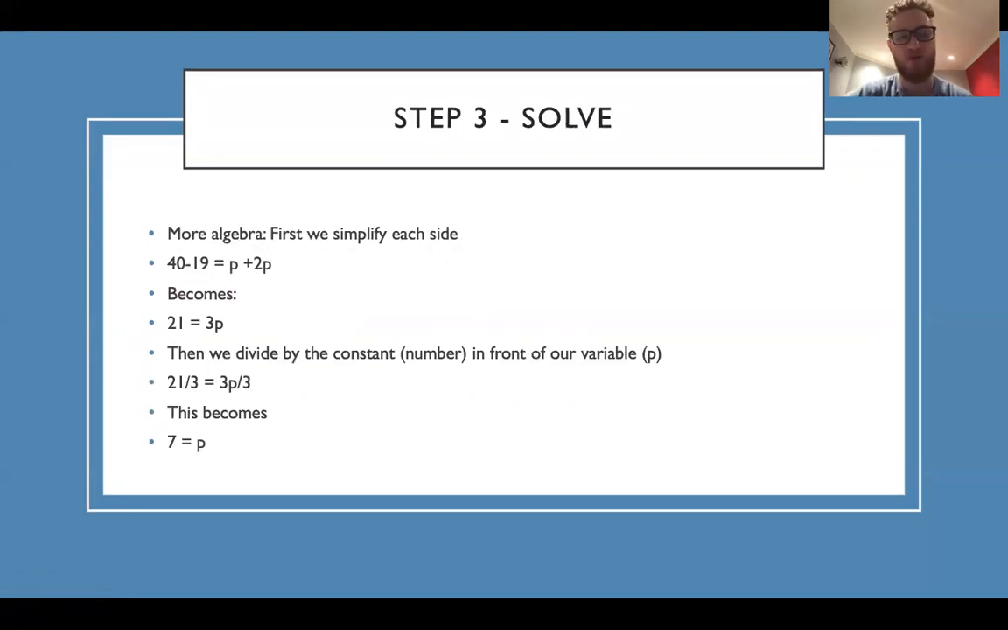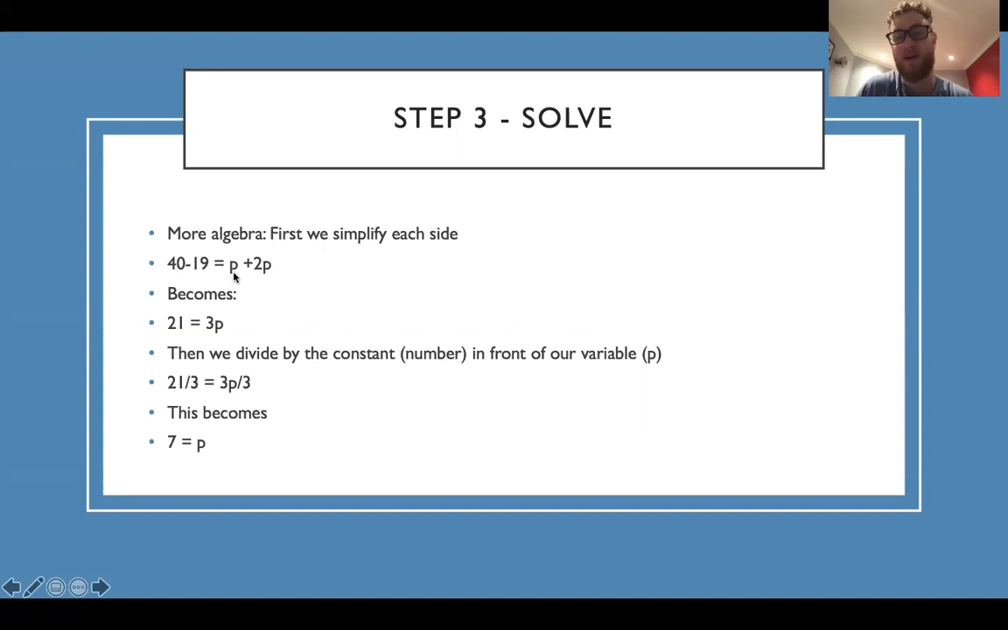Step 3, we're going to solve. More algebra. First, we're going to simplify each side. So 40 minus 19 becomes 21, p plus 2p becomes 3p. Then we divide by the constant, or the number in front of our variable p. It's 21 divided by 3, and 3p divided by 3. So this would become 7 is equal to p.